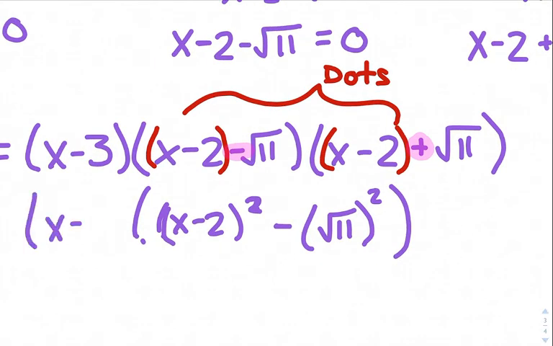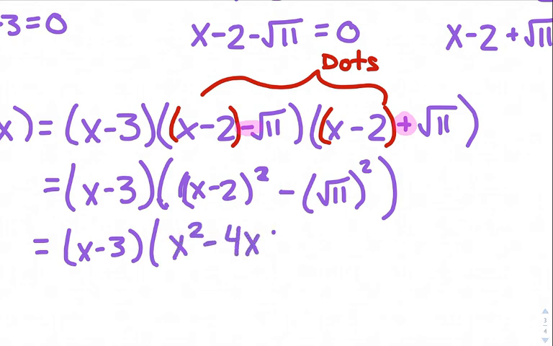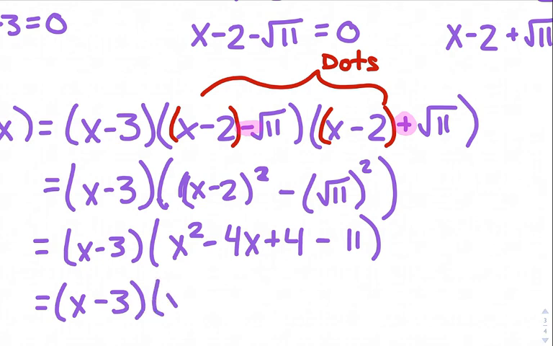So the most important thing to remember is that whenever you have a radical, there's a difference of squares in there. So now let's expand this. So x minus 2 squared is going to be x squared minus 4x plus 4. So that's just foiling. Now radical 11 squared is just 11, so I'm going to subtract 11 at the end. So I'm going to combine before I multiply it by x minus 3. So I get x squared minus 4x minus 7.